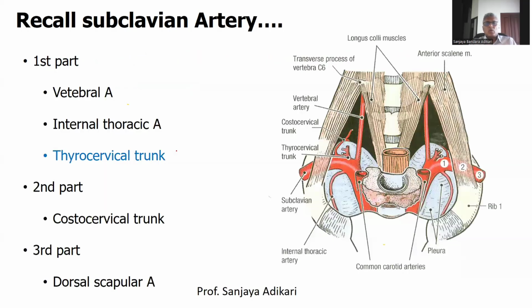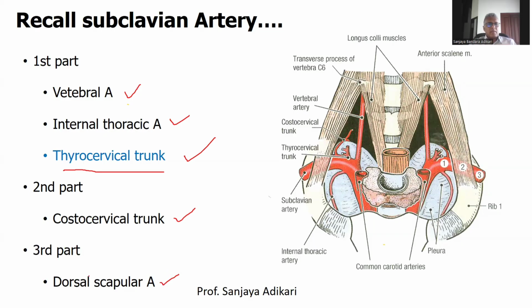I'll show you. Okay. So if you take the subclavian artery, from the first part you get the vertebral artery, the internal thoracic artery and the thyrocervical trunk. What is important for us is the thyrocervical trunk here. From that, I said you get the suprascapular artery and transverse cervical artery. From the second part, there's the costocervical trunk. From the third part, there may or may not be a dorsal scapular artery. Okay, there may or may not be a dorsal scapular artery.